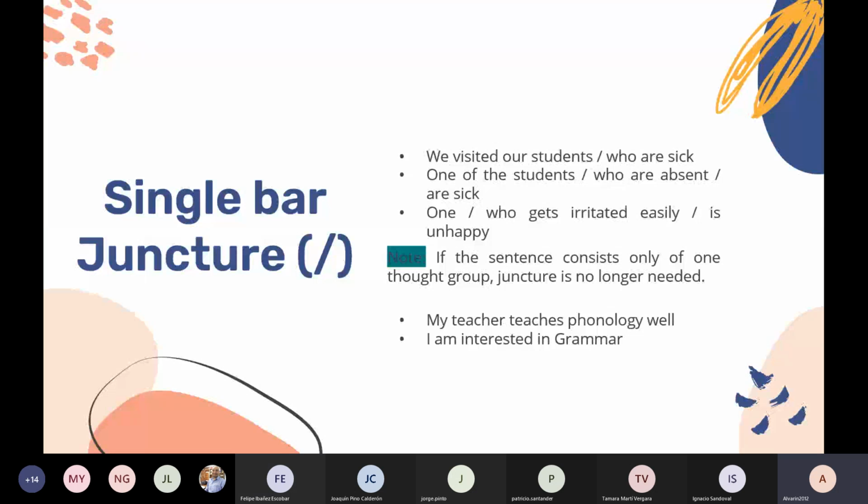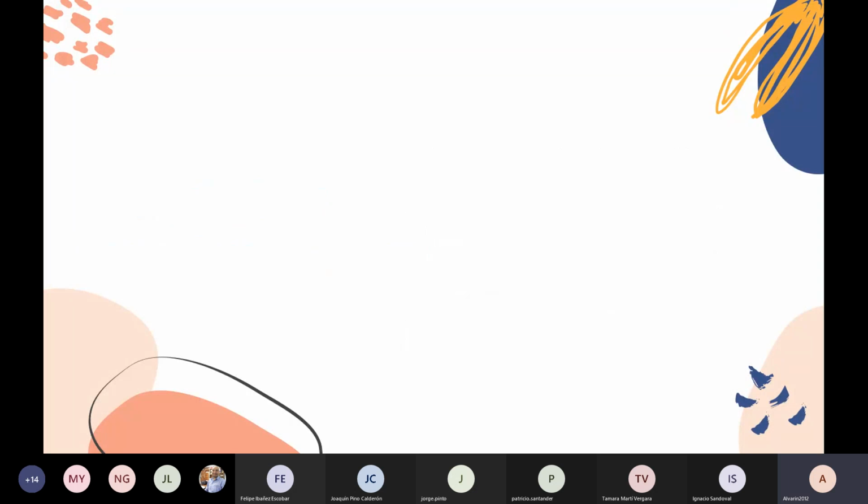So, a note: if the sentence consists only of one thought group, obviously the juncture is no longer needed. For example, here we have two examples. My teacher teaches phonology well. In this case, juncture is not necessary. In the second example, the same. I am interested in grammar. Juncture is not needed. Tamara, please, the next.